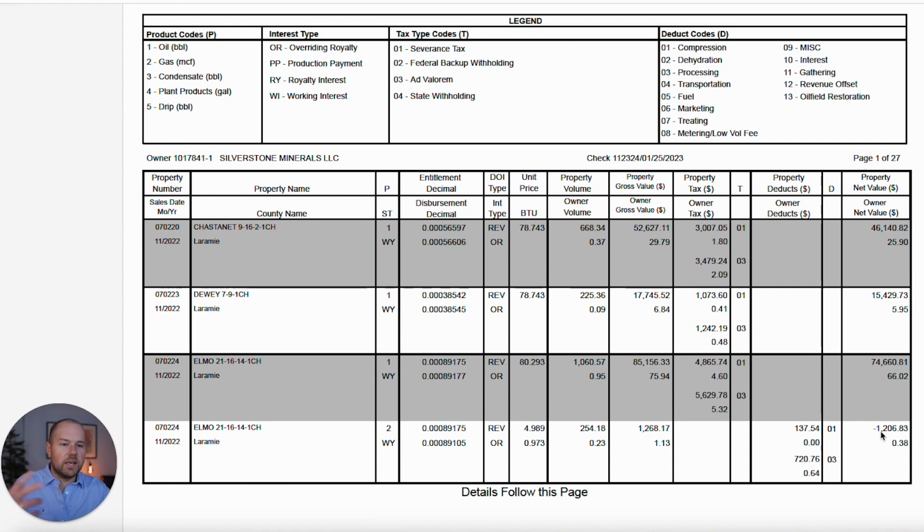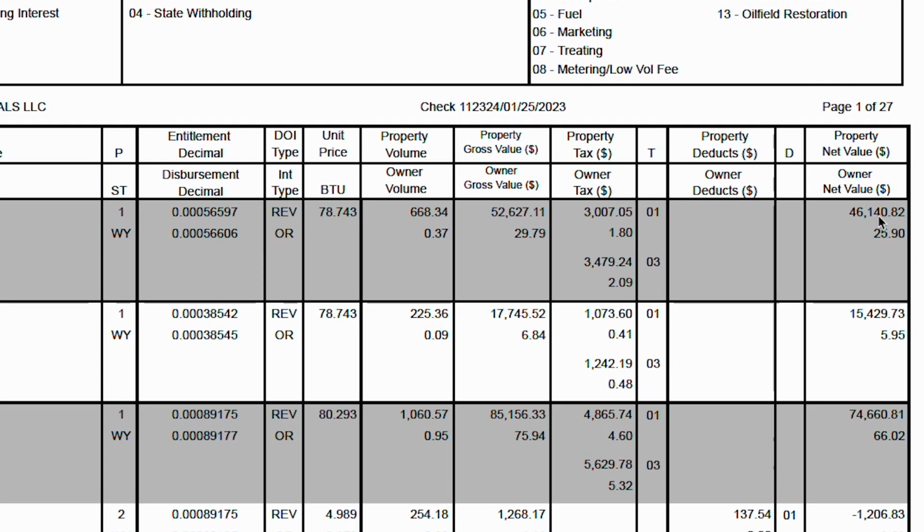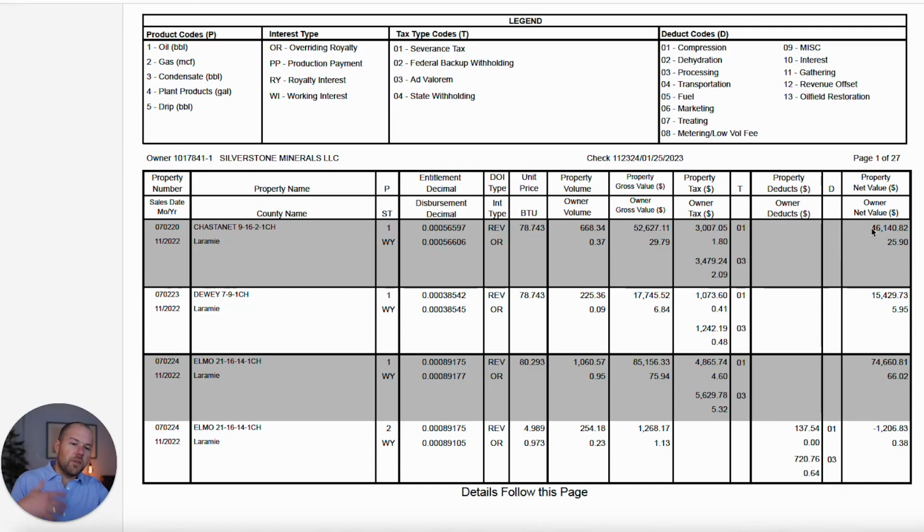But if we jump back up to the Chassenay well, since that's our example, at the end of the day we've got gross value, net value, taxes, and deductions. What you get to is property net value and owner net value. Property net value is $46,140. That's the total amount of money that this oil and gas well produced after taxes and deductions. And my share of that net value, which is the property net value multiplied by my decimal interest, equals $25.90.